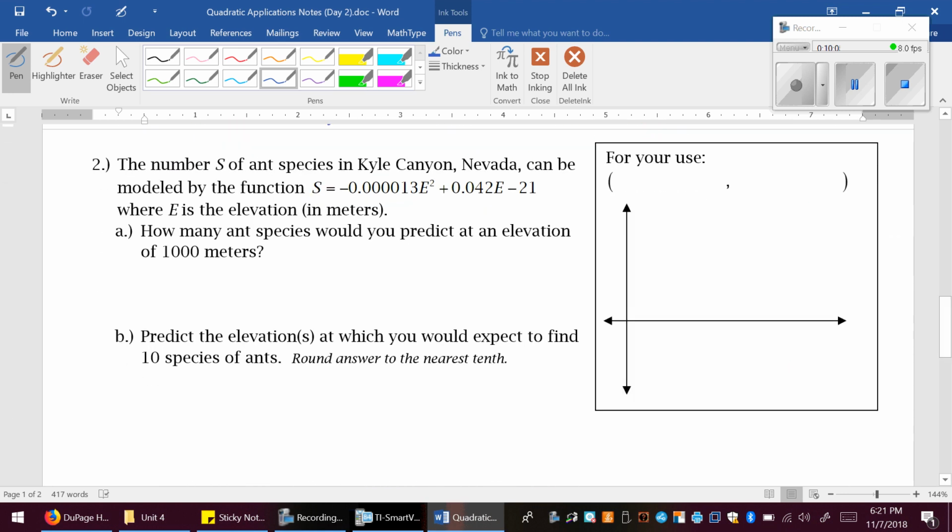Number 2, the number S of ant species in Kyle Canyon, Nevada can be modeled by the function S equals negative 0.000013 e squared plus 0.042 e minus 21, where e is the elevation in meters. So again, things that we know about this equation: it's in standard form, it's quadratic, so it will look like a parabola. The leading coefficient is negative. It will open down. This one has a negative y-intercept though, so this one's different. It's going to start down here below the x-axis, go up, and then come back down.